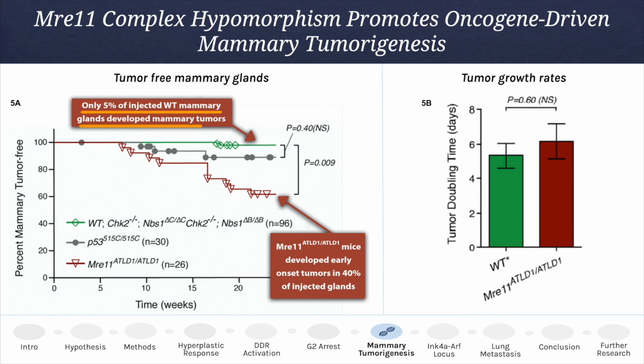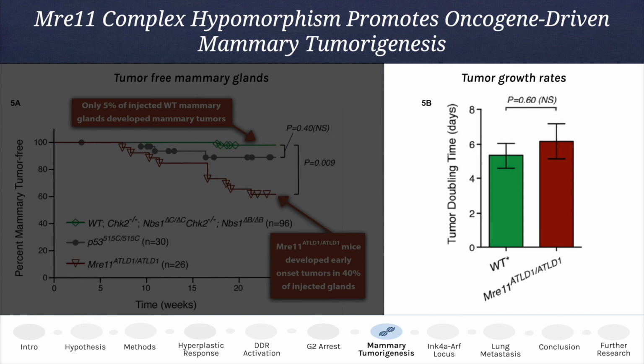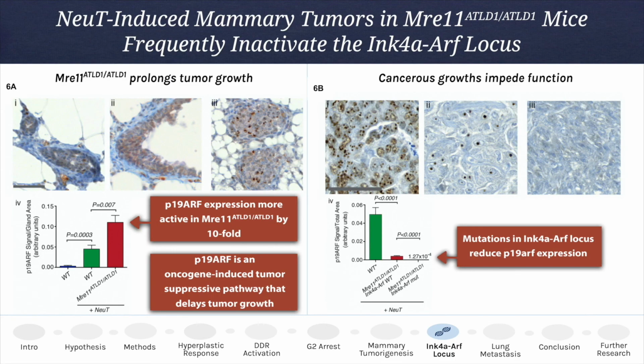Only 5% of the RCAS NUT-injected wild-type mammary glands developed tumors in a 6-month time period. The CHIK2 NBS1 and CHIK2 and NBS1 developed tumors at a similar rate as wild-type mice. The data for tumor latency in P53515C shows that there is no statistical difference between the wild-type mouse and the P53515C. On the other hand, 40% of Mre11 ATLD1 mice mammary glands developed early-onset mammary tumors in all of the injected glands. Figure 5b shows that the tumor growth rates are equivalent to Mre11 ATLD1 and wild-type mammary tumors with no significant difference. So Mre11 mutated animals display varying levels of delayed tumor growth.